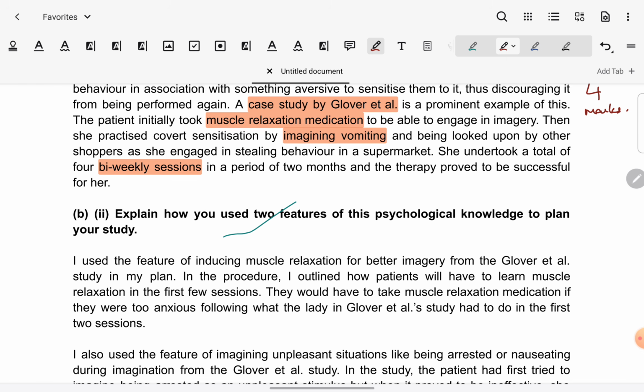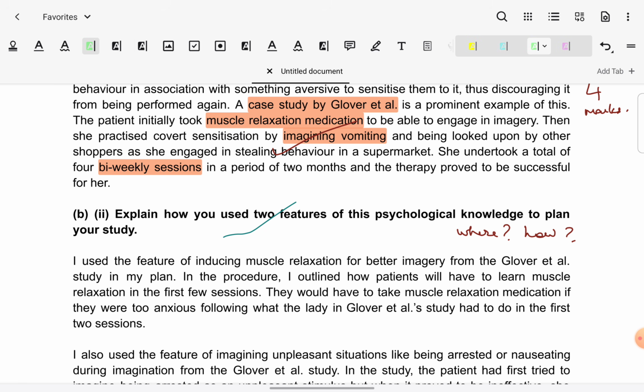So they'll say things like in Glover's study there was some aversive imagination. So in this study also there was aversive imagination. Where? That is the question. In which part of the study? How was aversive imagination used? Don't write answers which any student can write and it can apply to all plans. Those are known as generic answers. Never write those.